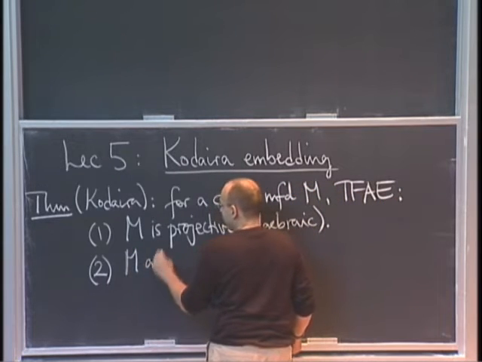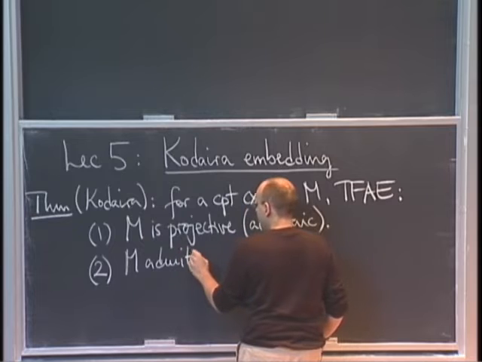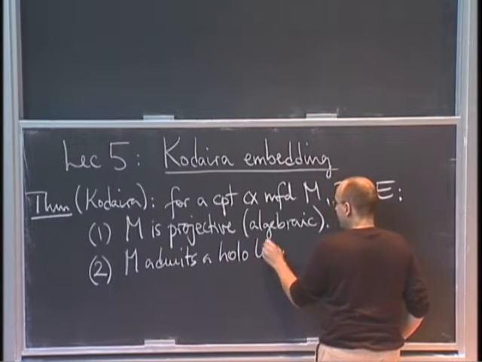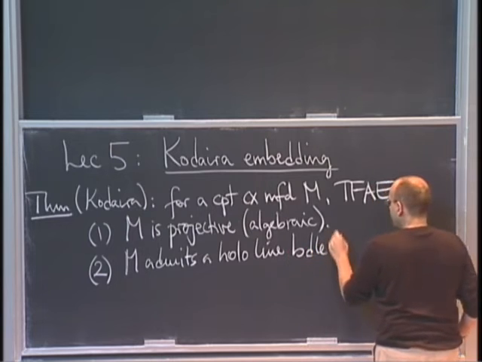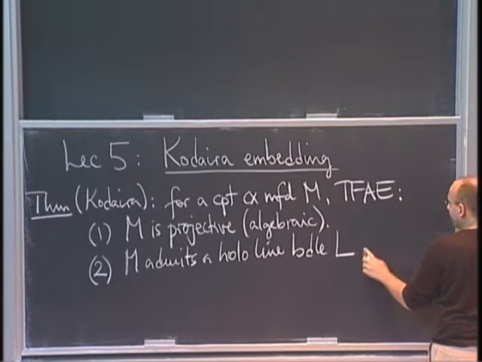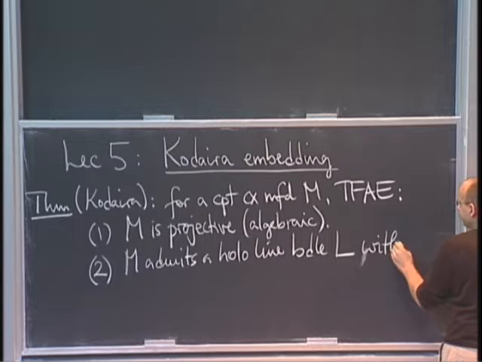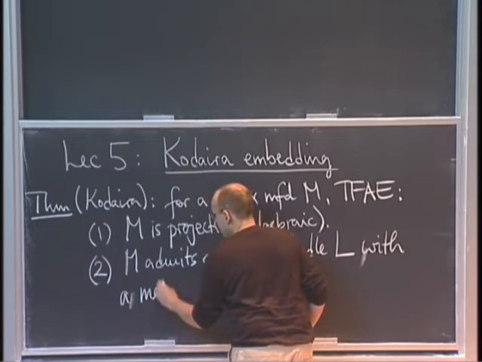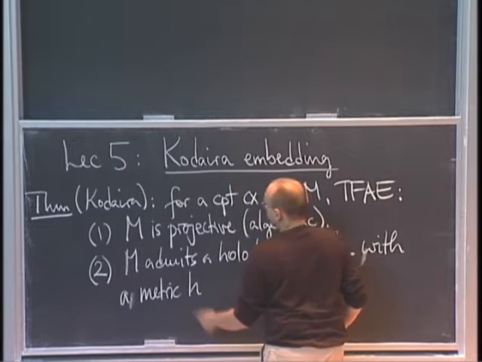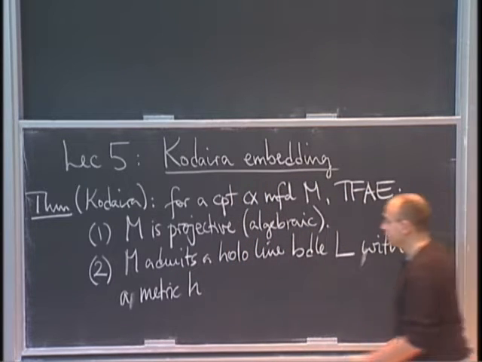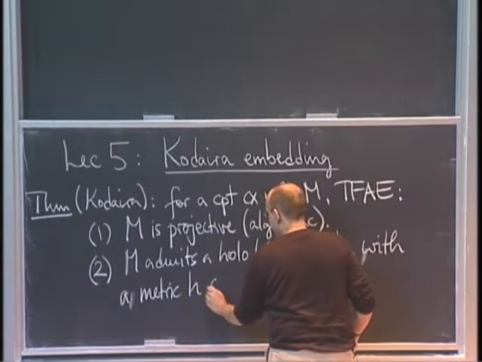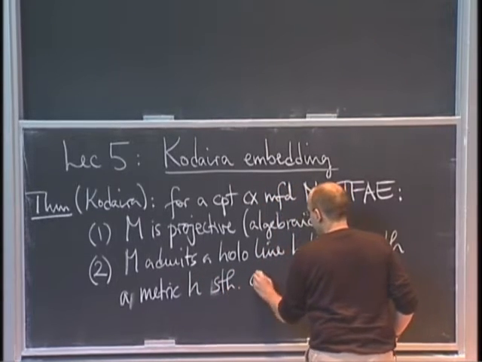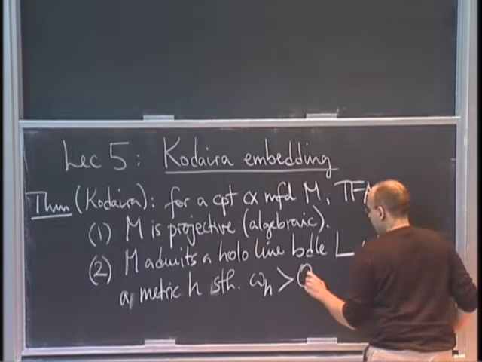that M admits a holomorphic line bundle L with a metric H of positive curvature. So it's a condition we discussed last time. So that the curvature form of H is positive definite.